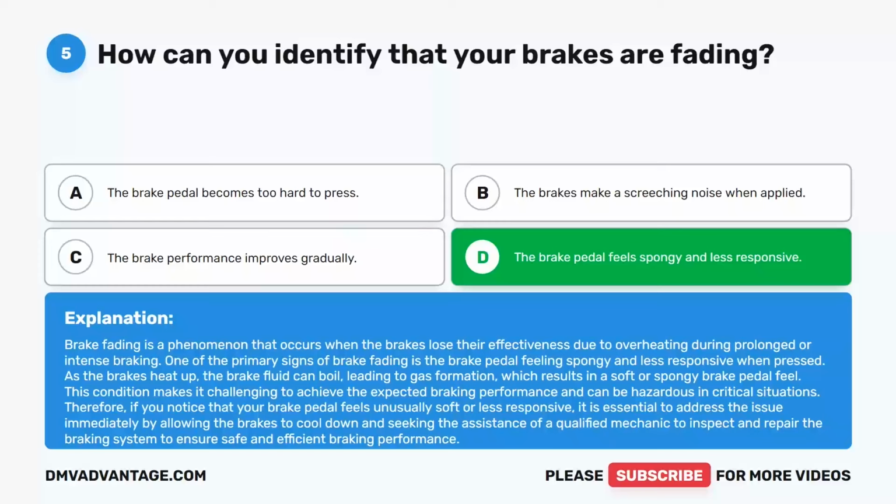Therefore, if you notice that your brake pedal feels unusually soft or less responsive, it is essential to address the issue immediately by allowing the brakes to cool down and seeking the assistance of a qualified mechanic to inspect and repair the braking system to ensure safe and efficient braking performance.